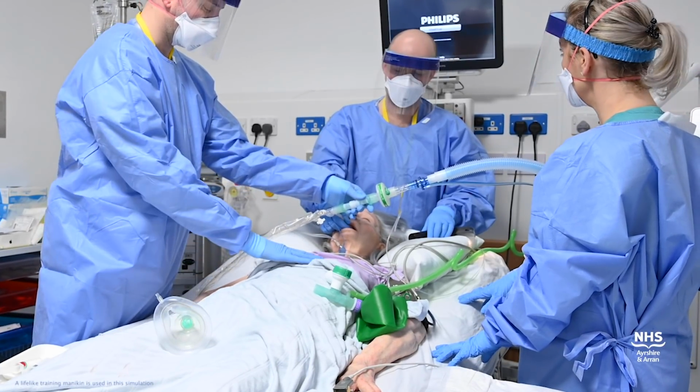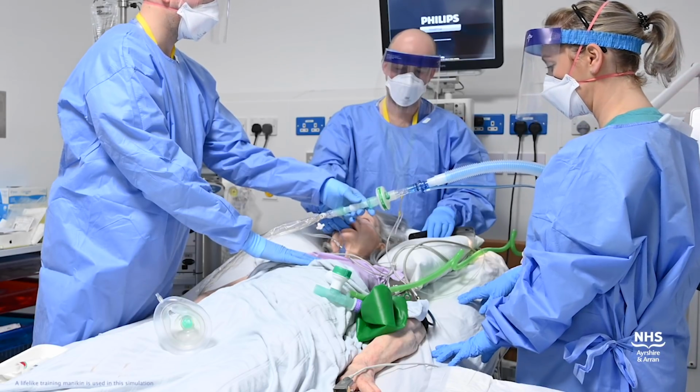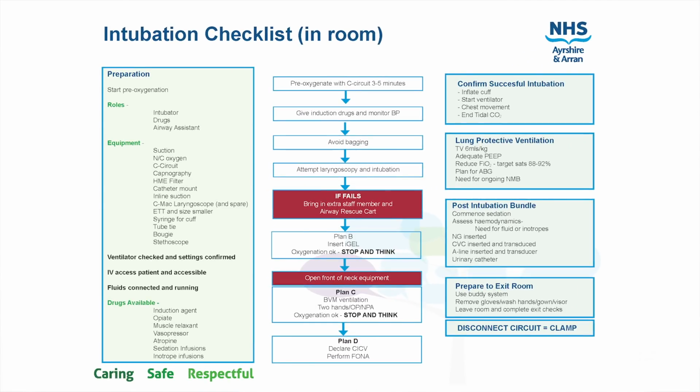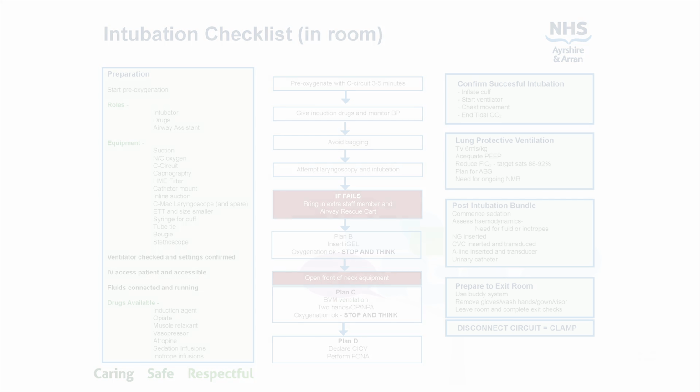Confirm ET tube position by confirming a capnography trace. Once the ET tube position is confirmed, refer to the intubation checklist again and discuss lung protective ventilation and the post-intubation checklist, which includes commencing sedation, assessing hemodynamics, and considering the need for insertion of an NG tube, central venous access device, and urinary catheter. Once this checklist is completed, staff should prepare to exit the room for doffing of PPE equipment.